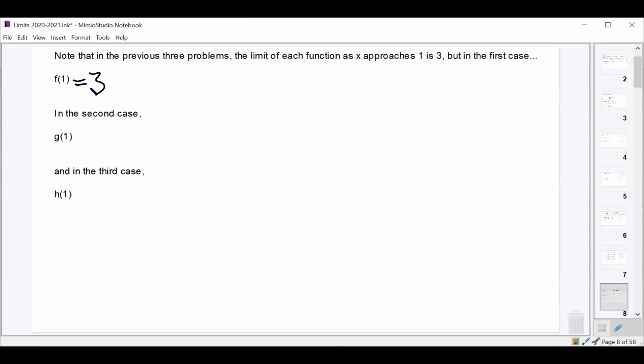In the second one, g of 1 actually was undefined or did not exist. And in h of 1, we got 2. But in all 3 of those cases, the limit was still 3. So the function can exist at the point, the function cannot exist at the point, and the function can have a different value at the point than the limit. But it doesn't mean that the limit changes. And you see how all that works or no?